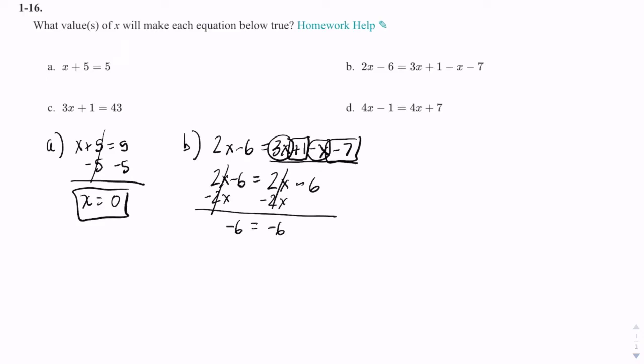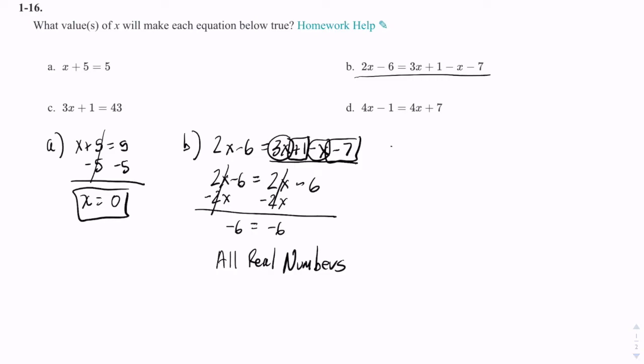So the answer or the solution to this question is all real numbers, because no matter what value you put into x in this equation, whatever value you put in for x, both sides are going to be the same. The equation will be true. So all real numbers works for that.